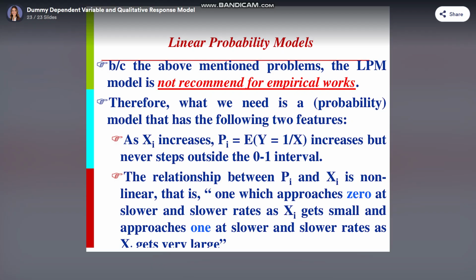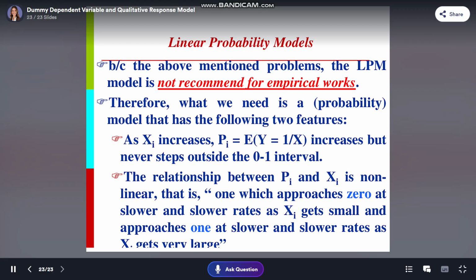Given these challenges, the LPM is generally not recommended for empirical analysis. What we really need is a probability model that respects the 0 to 1 bounds and captures the nonlinear relationship between predictors and outcome probabilities. Specifically, as the predictor increases, the probability should rise but approach 0 and 1 more slowly at the extremes, reflecting real-world behavior. This nonlinear approach ensures predictions stay sensible and improves the model's interpretability and reliability.